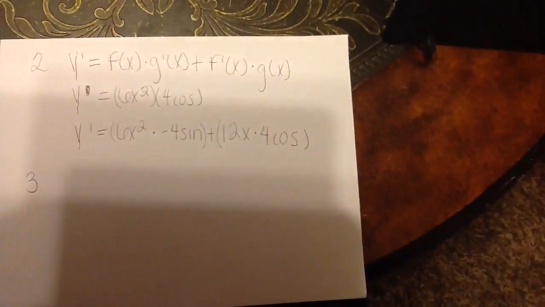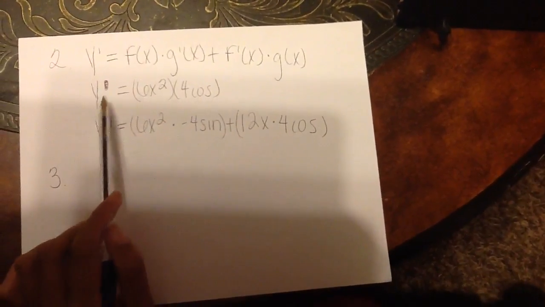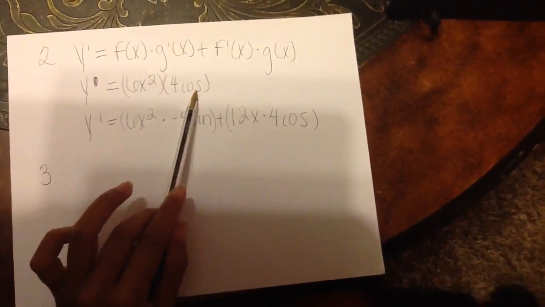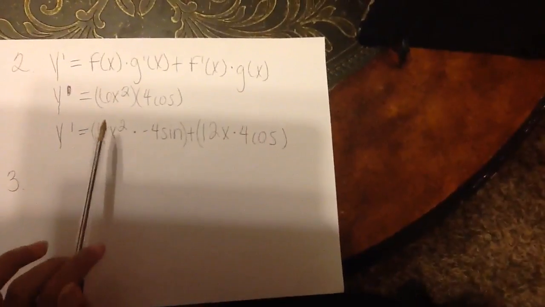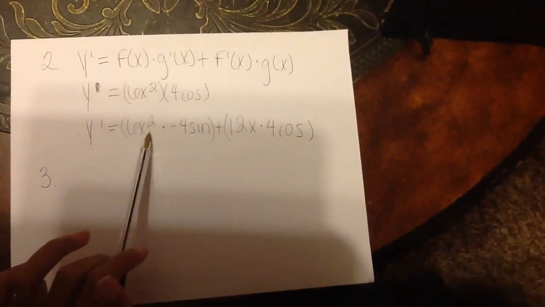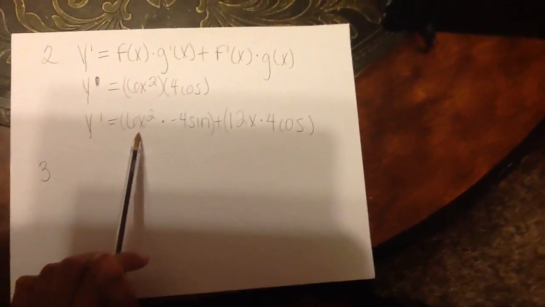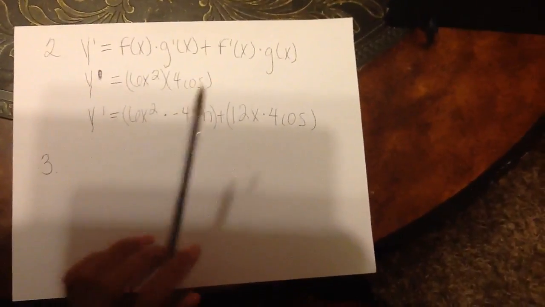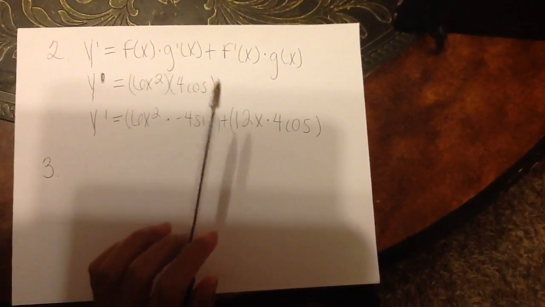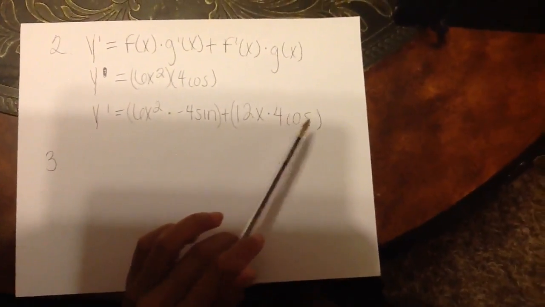For the second example, we will be using the product rule with a cosine and sine function. The problem is y equals 6x squared times 4 cosine. We will begin by using the product rule, taking the original of the first function and multiplying by the derivative of the second, which will be 6x squared, which is the original of the first function, times -4 sine, which is the derivative of the second function, and then we will add it times the derivative of the first function, which would be 12x, times the original of the second function, which will be 4 cosine.